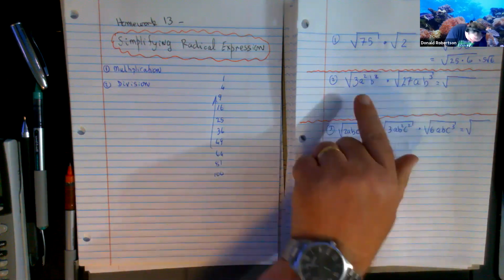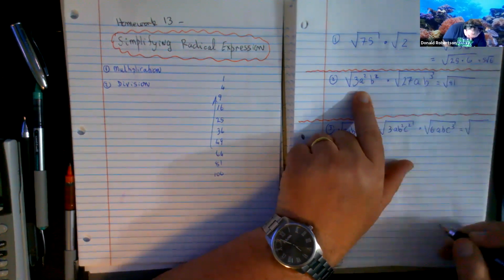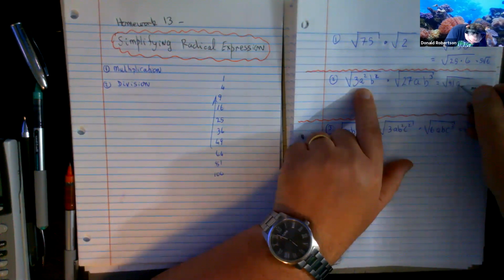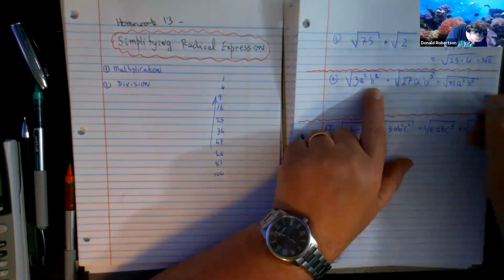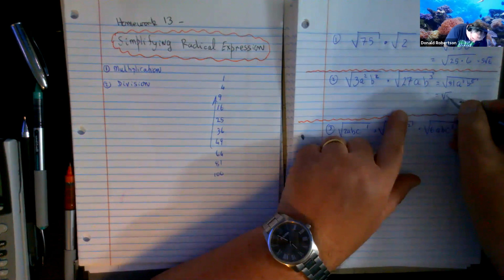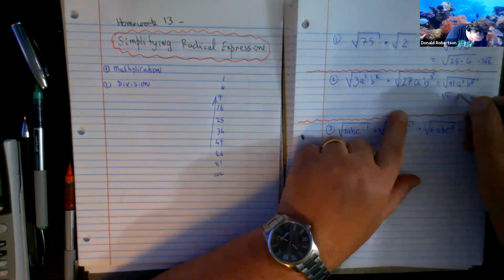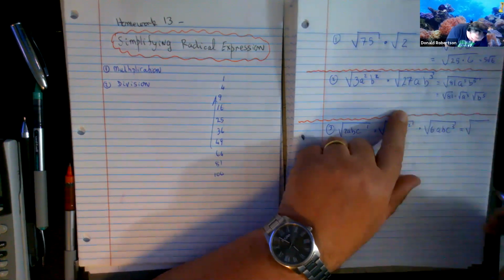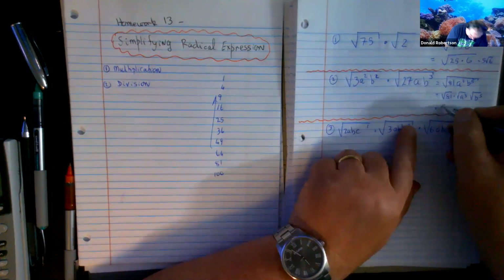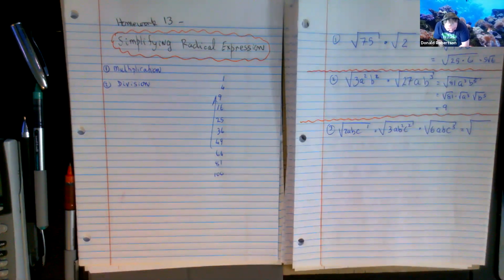Right, in this case the numbers give you 81. You have an a cubed and a b to the 5. So it's going to split as the square root of 81, the square root of a cubed, and the square root of b to the 5. Well, the square root of 81 is definitely 9. So that was an easy one.